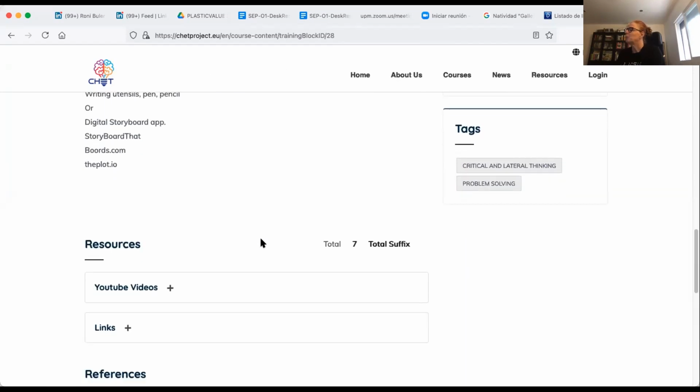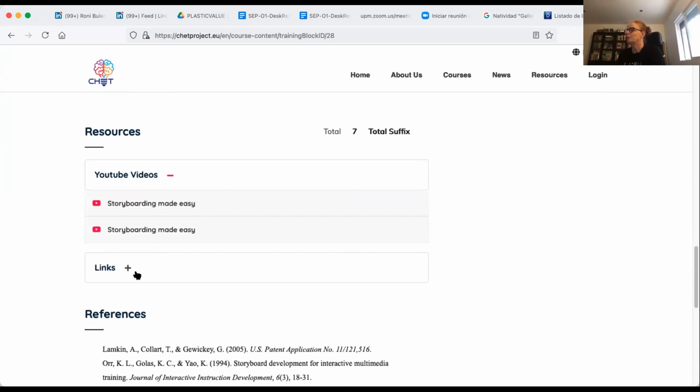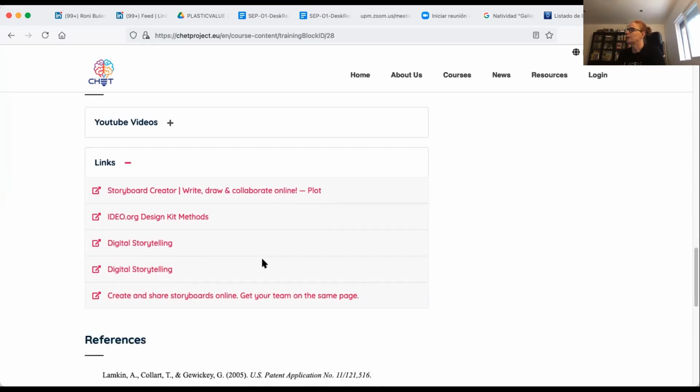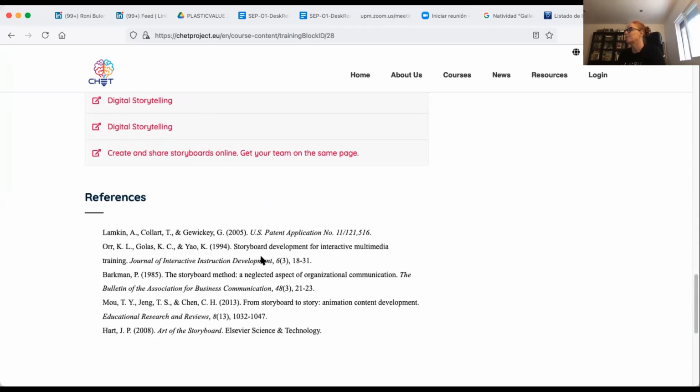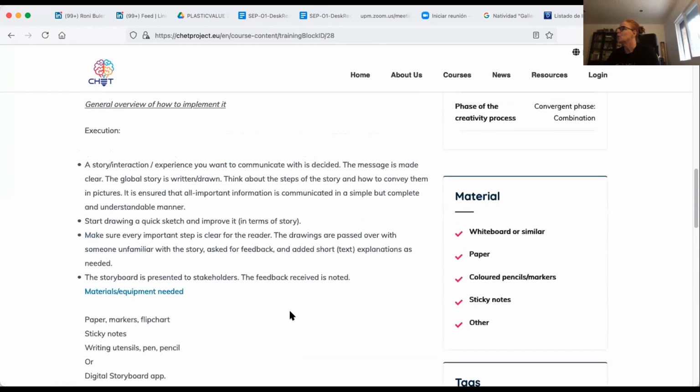And then we have resources for all of them. We have some YouTube videos, we have some interesting links for you to go to, and we have the references if you really want to go into the research behind this particular technique. We didn't put links up to the references because they're not always online, but you still have the reference and you can search yourself, especially if you're a university teacher. Normally you have access to these kinds of official journals more easily. So this is in a nutshell what it is.